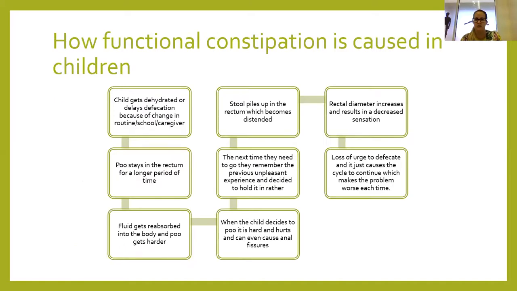So how functional constipation is caused. The child gets dehydrated or delays defecation because of change in routine, school, or caregiver. So that poo stays in the rectum for a longer period of time. The fluid gets reabsorbed into the body, and the poo stays there and gets harder. When the child decides that they're home, they're in their nice environment, and they're going to poo, they get that feeling that the poo is hard, it hurts, and it can even cause anal fissures. So if your child has ever gone to the toilet and you've wiped them and there's a little bit of blood, or it can be really painful, they might say, no, mommy, it hurts, I can't go to the toilet, it hurts too much.